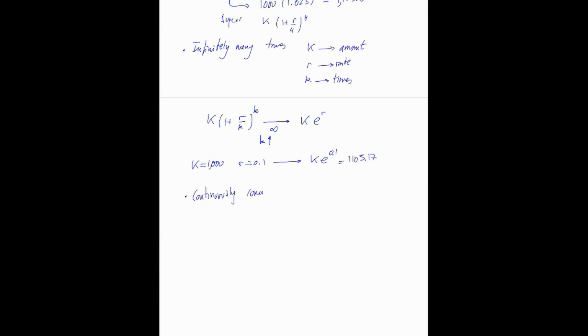That's for a year, and this is called continuously compounded interest, meaning that the money is invested non-stop, continuously. If K is the principal, the amount invested, and R is the rate, after 1 year you will have K times e to the R. After 2 years you will have K times e to the 2R, and after T years you will have K times e to the TR. And this is the money for a continuously compounded interest investment.